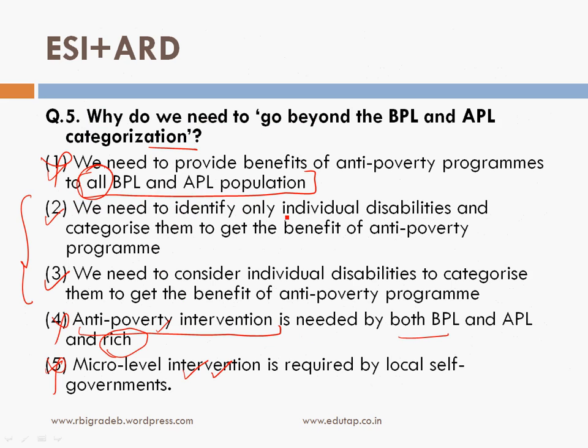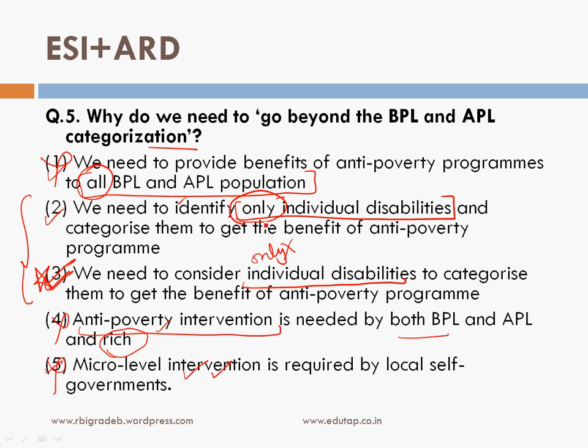Let's see here. We need to identify only individual disabilities and categorize them to get the benefit of anti-poverty program. Please note the word only. The third option, we need to consider individual disabilities. Only has not been used. We need to consider individual disabilities to categorize them to get the benefit of anti-poverty program. This is the most apt answer, third.